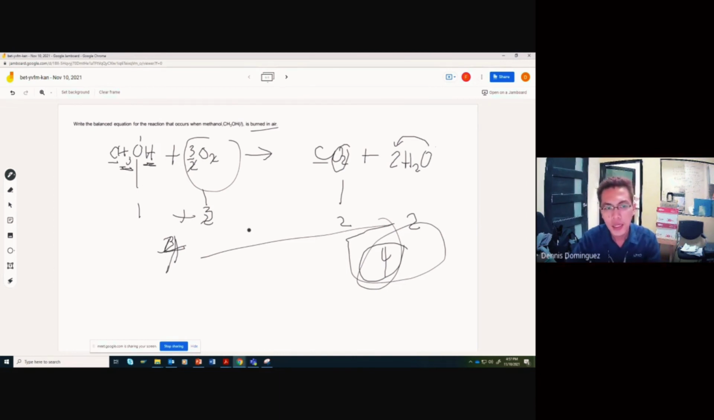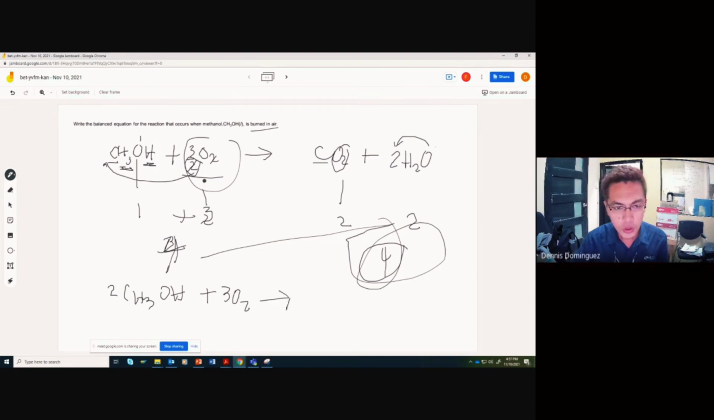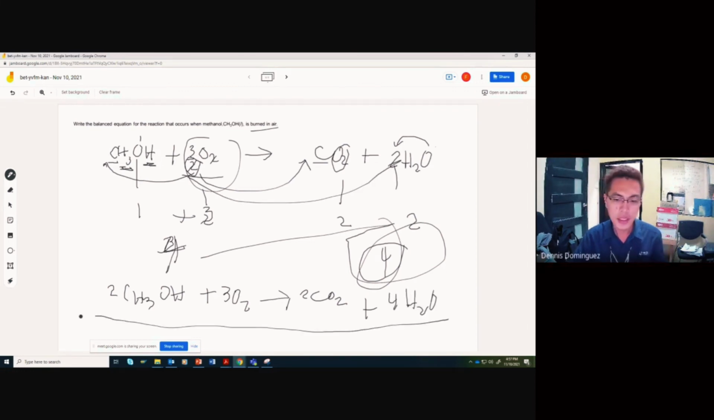Now, again, don't leave your answer as 3 halves. You need to distribute the 2, so there are no fractional atoms or molecules. So your balanced reaction is 2 times 1, so 2 methanol. What remains in oxygen is 3 oxygen. This will yield 2 times 1, that is 2 carbon dioxide, plus 2 times 2, so you have 4 water. So that's the balanced reaction.